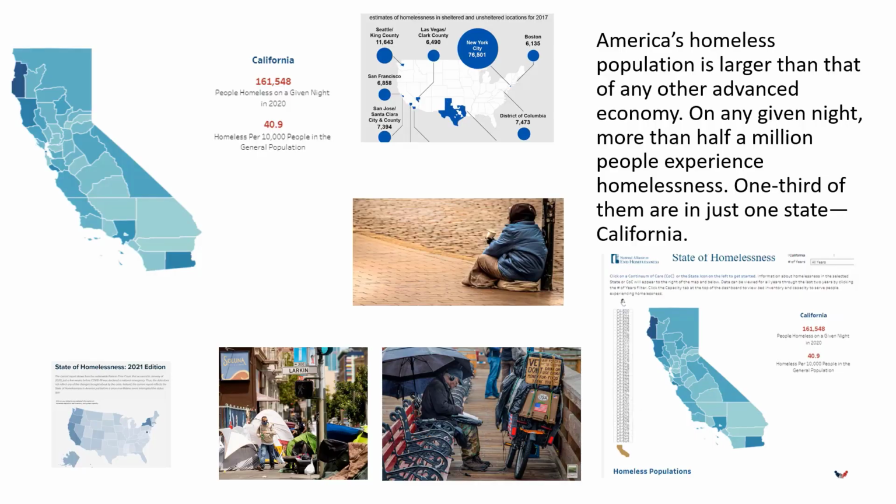Let's begin by looking at high concentrations of homeless and indigent people within the United States. And what we're going to find is America's homeless population is larger than that of any other advanced economy. On any given night, more than 500,000 people experience homelessness, and 1/3 of them are in just one state, California. Because California has the climate and it also has the resources to better take care of some of the homeless people than other areas within the United States.